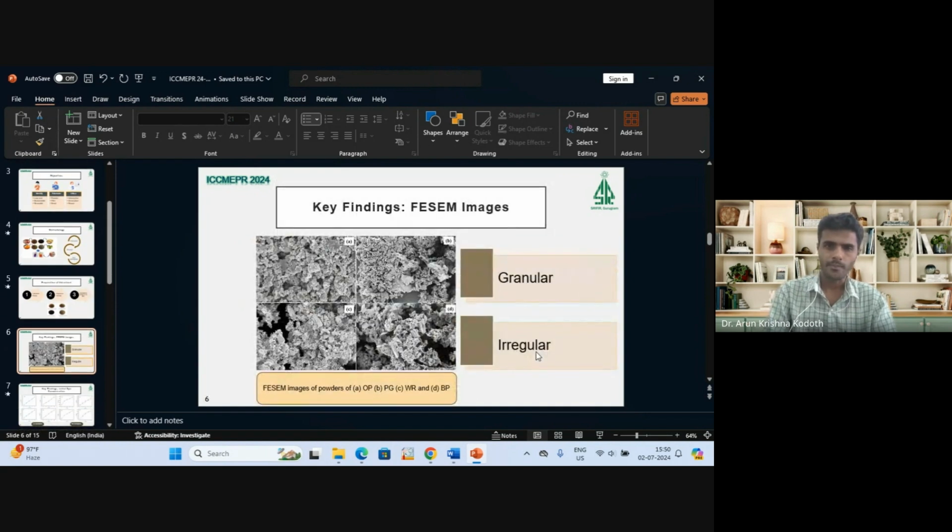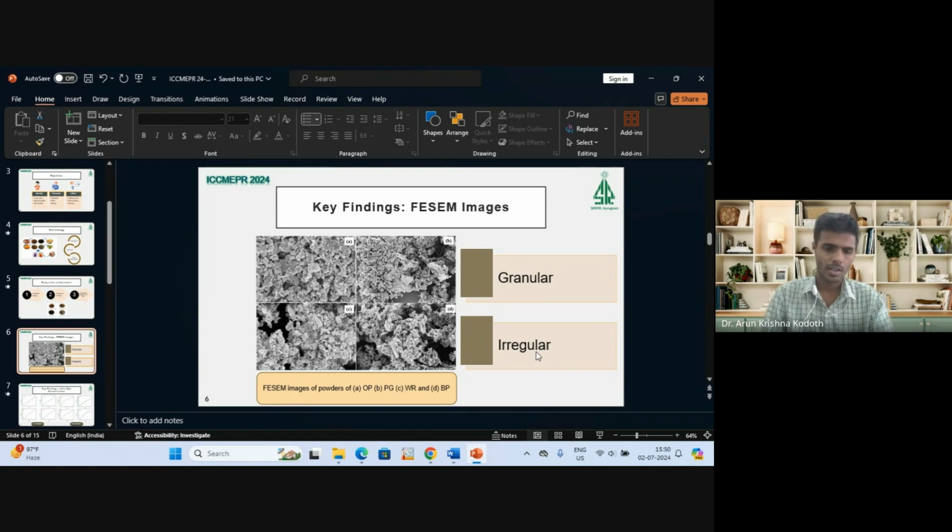Key findings: we have done only the SEM analysis of the material to see the structural and morphological characteristics, and we found that the orange peel, pomegranate peel, watermelon rind, and banana peel have shown a granular nature with irregular shape.